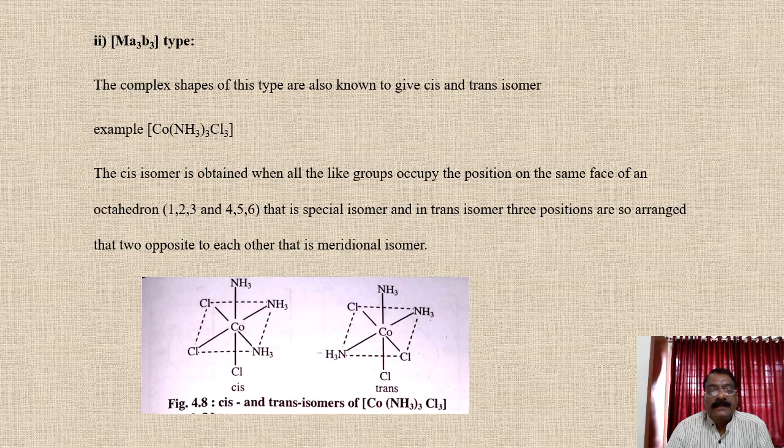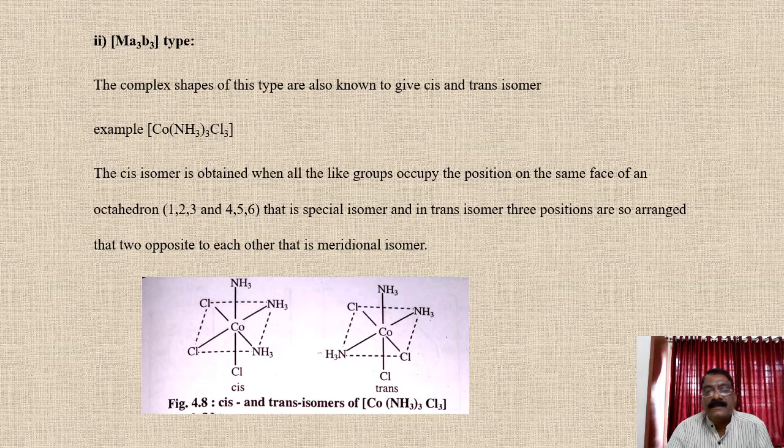1, 2 and 3 have the same ligand at the same time, that is NH3, and in the second, that is 4, 5 and 6, they have Cl as the same ligand, so it is the facial isomer, or it is also called the cis isomer.